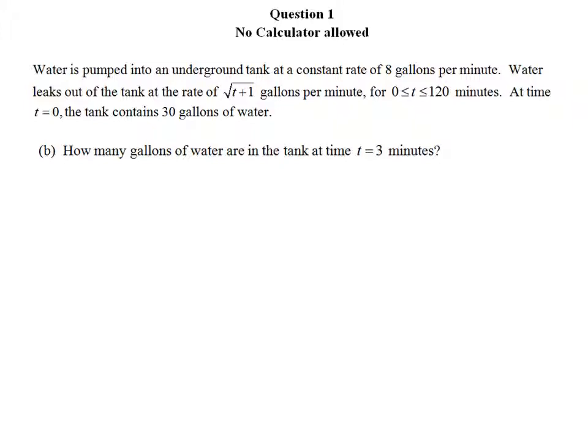For the next part of this problem, we have to figure out how many gallons of water are in the tank at time t equals 3 minutes. There are 3 factors affecting how much water is in the tank at a particular moment in time. Those 3 factors are how much water we started with, how much we've added, and how much has leaked out. So the situation is this.